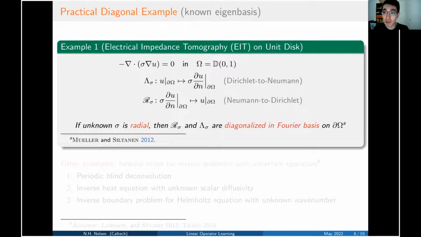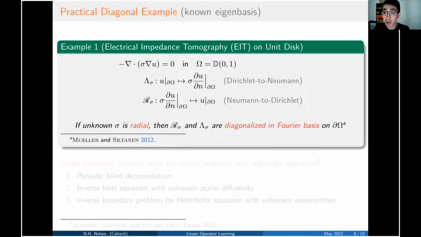So in this setting, the data that you have is actually operator valued. It's one of these mappings. The goal then is, from that operator, to find the conductivity sigma inside the domain, only from boundary measurements.